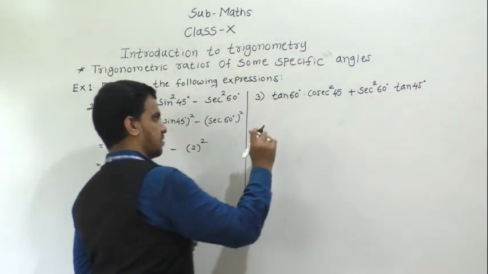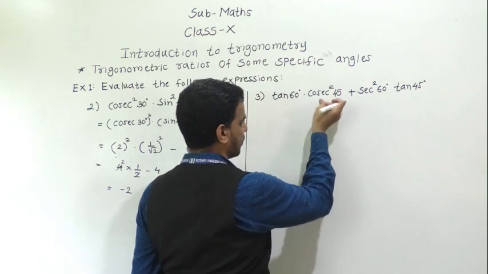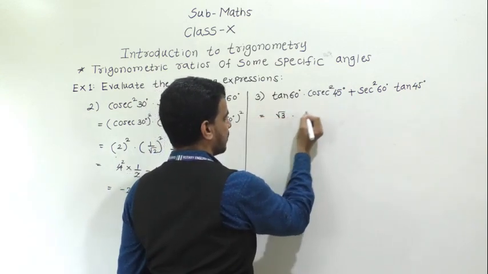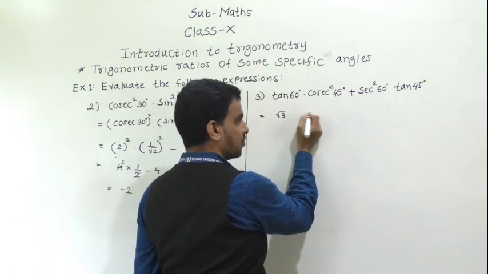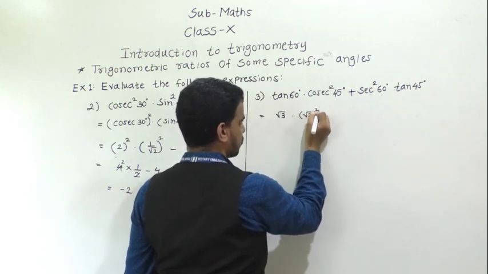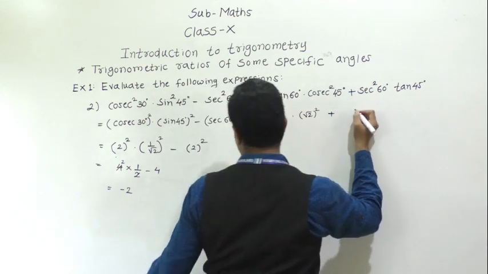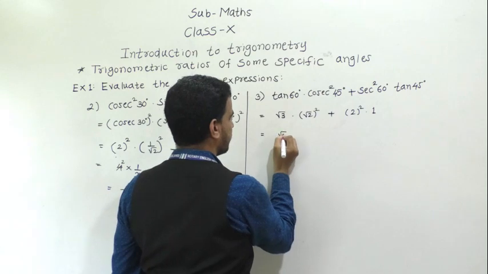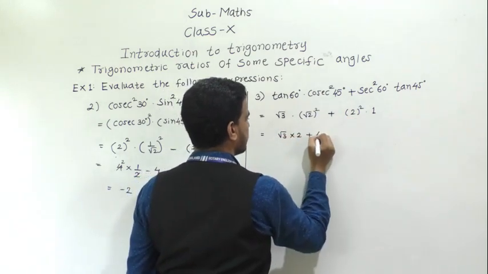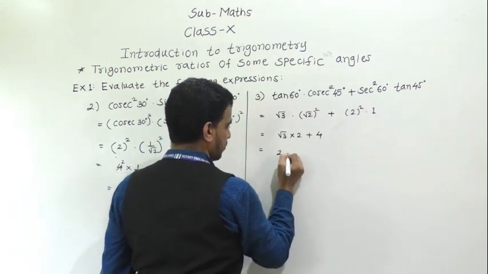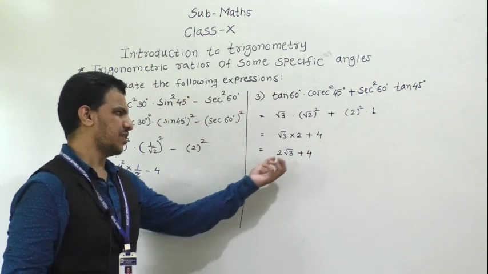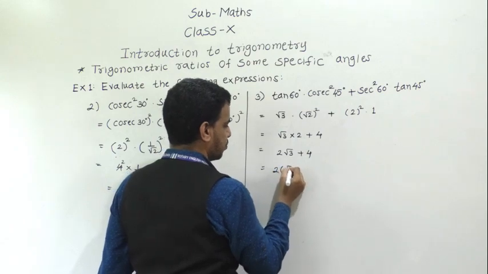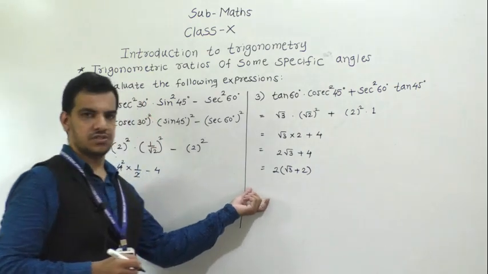Okay, now we will solve third expression, that is tan 60 degree into cosec square 45 degree plus sec square 60 degree into tan 45. So tan 60 value is root 3, cosec square 45, cosec is reciprocal of sine, sine 45 is 1 by root 2, cosec 45 is root 2 square, plus sec square 60 degree, sec 60 value is 2, already we wrote, so 2 square into tan 45, tan 45 is 1. So root 3 into root 2 square is 2, plus 2 square is 4 into 1, that is 4, so this value is 2 root 3 plus 4. Okay, one more step we can simplify this, take 2 common, so here remain root 3 plus 2. That is the final answer. So this is third expression.